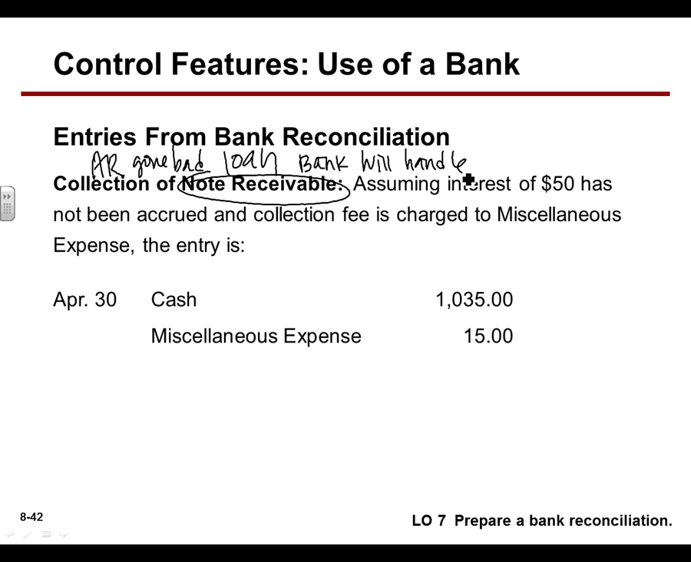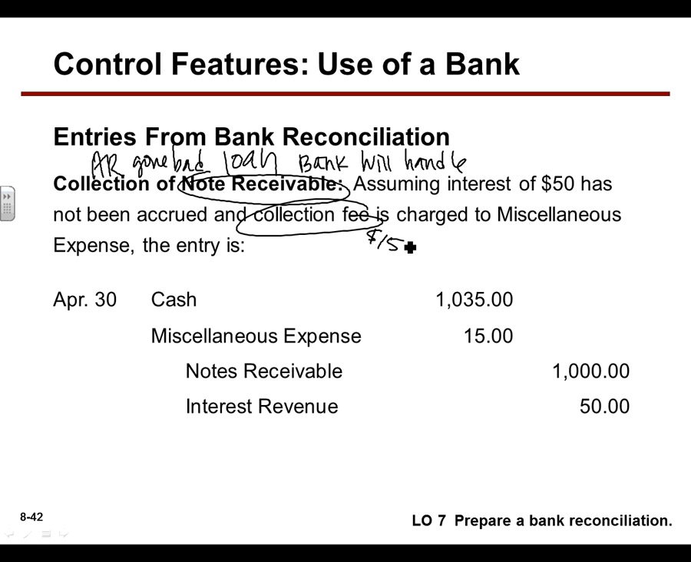We get a miscellaneous expense of $15. Where in the world did that come from? Oh, that's the fee. They didn't tell you that though. So it looked like we had a $1,000 loan that we extended to a customer. We earned $50 in interest in that, but why did we only get $1,035 into our account?